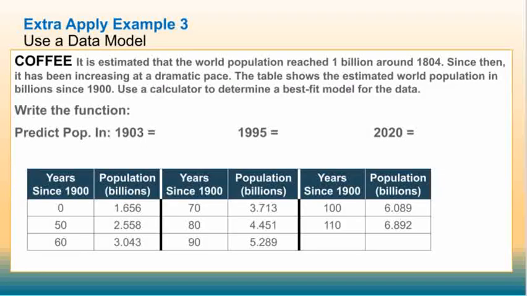And our last one, it is estimated the world population reached 1 billion around 1804. Since then, it has been increasing at a dramatic pace. The table shows the estimated world population in billions since 1900. Use a calculator to determine the best fit model for the data. This should not say coffee there. Now just go to our calculator.